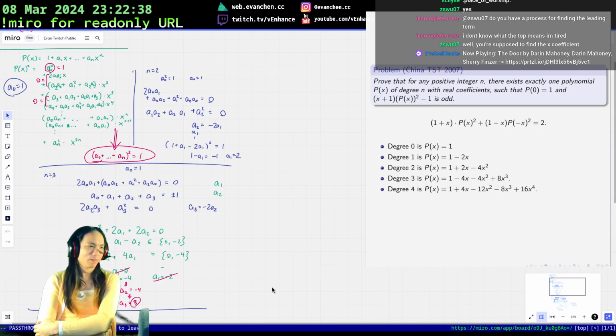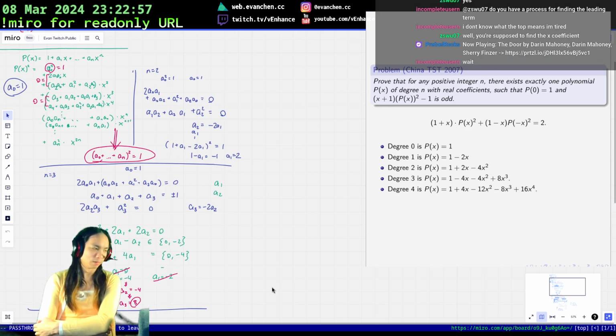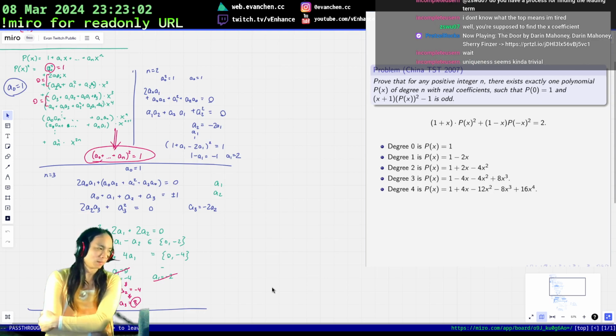Yeah, I mean, if that's correct and the leading term is always factoring out every step, and we can check this, then I think that lets us bypass all the trig, right? Because it actually does imply uniqueness, or maybe it implies at most one solution. It's possible the uniqueness seems kind of trivial. Really? I don't see it.